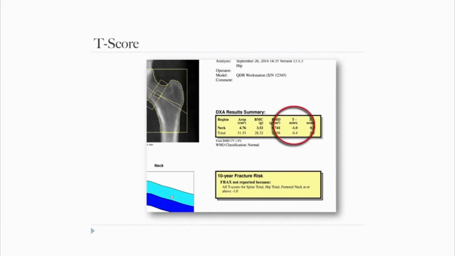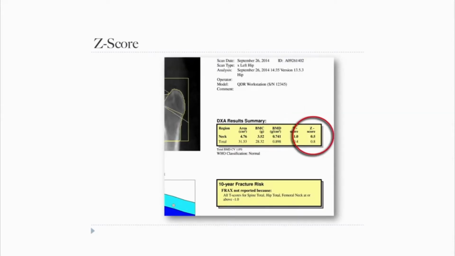You'll notice on the hip they also report the T-score, comparing your hip bone measurement at this time to that of a young person, a person perhaps 30 years of age. And you'll also notice they report the Z-score. How do you compare with people your own age? We'll get into what these statistics mean in just a minute, but you'll find both the T-score and Z-score on your spine and hip bone density measurements.